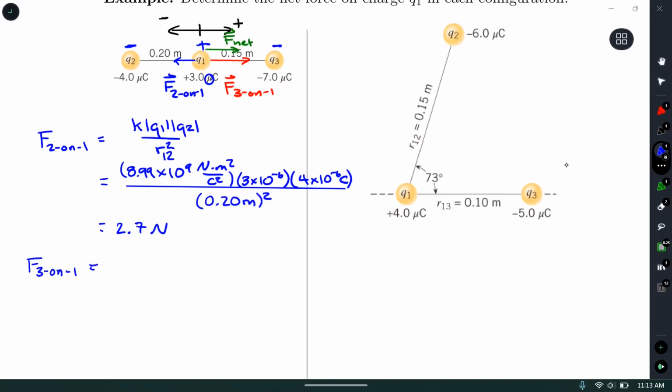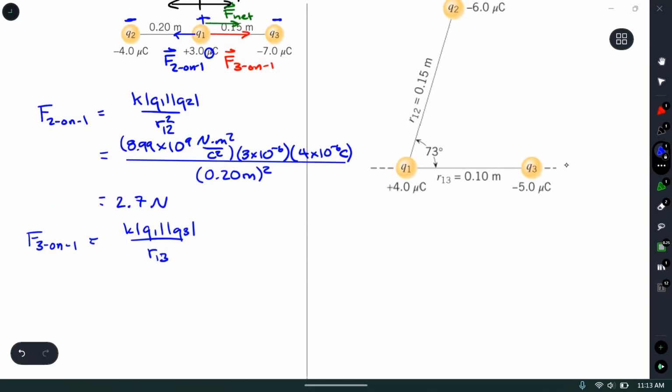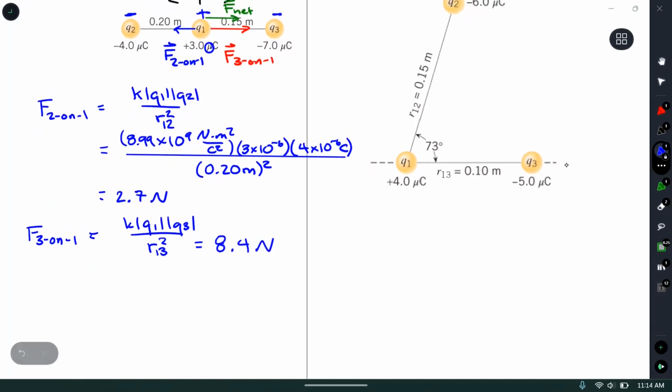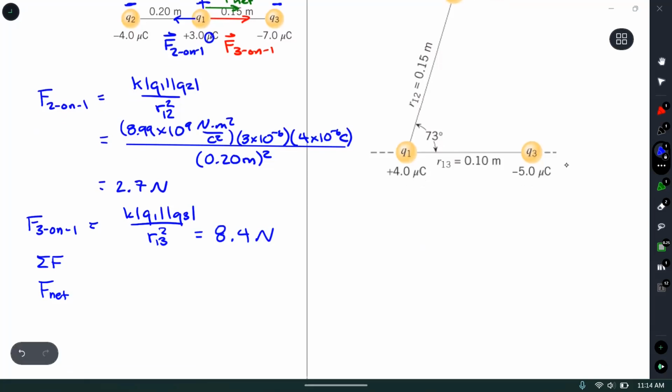F3 on 1, we can also calculate in pretty much the same way. I'm going to jump past putting the numbers in just because it eats up a little bit of time, but it'll come out to 8.4 newtons when we put those values in. And then the last thing, F net, which you may have seen as sigma F as well. It's the same thing. I think I used sigma F actually, so I'm going to make this mistake probably. Just to let you know ahead of time, sigma F and F net, same thing.